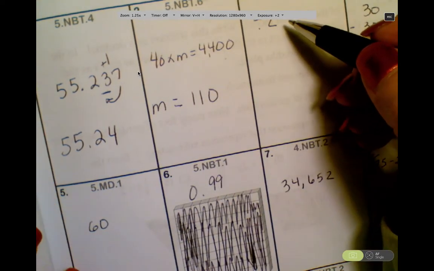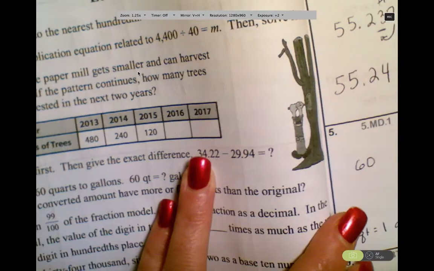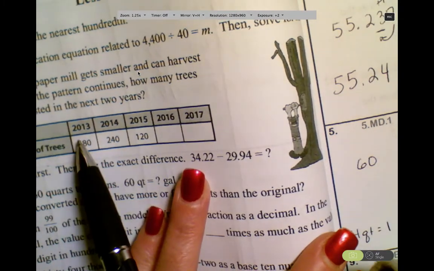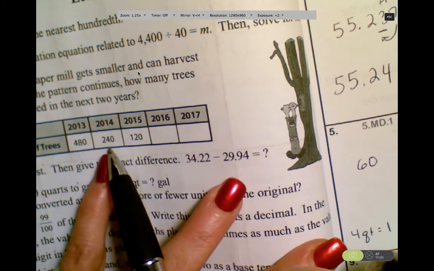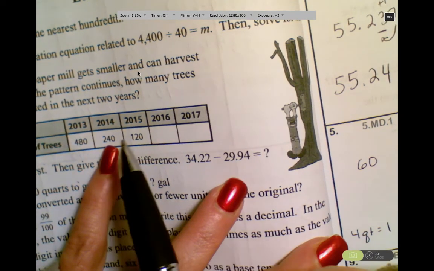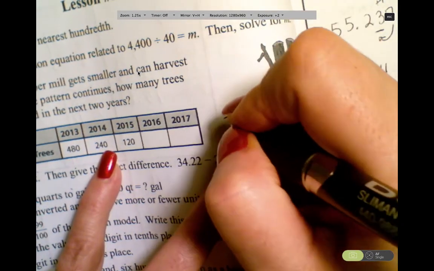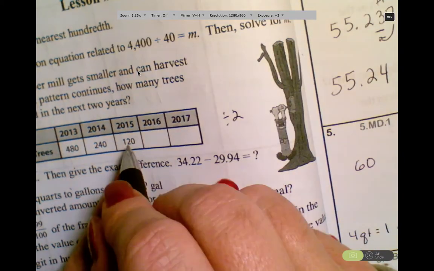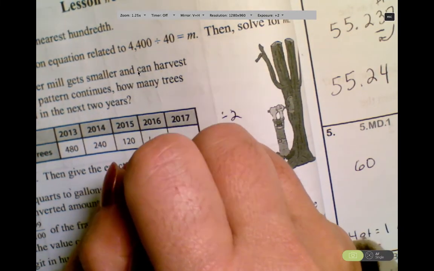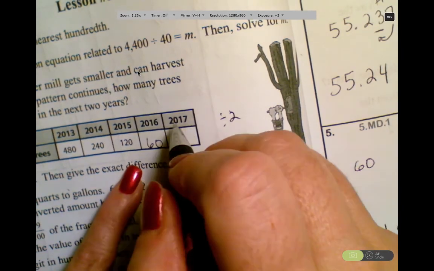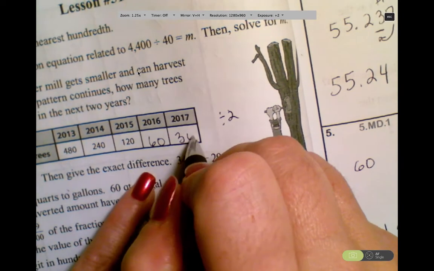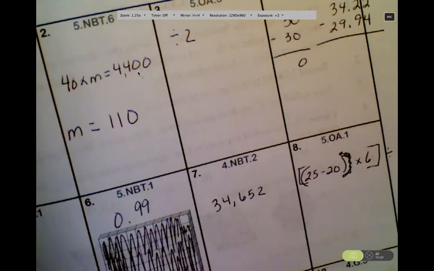All right, if you look at this, what is happening? In 20,013, it went in half. From 20,040 to 20,015, it went in half. So my pattern is divided by 2. So what is half of 120? That's 60. What is half of 60? That is 30.